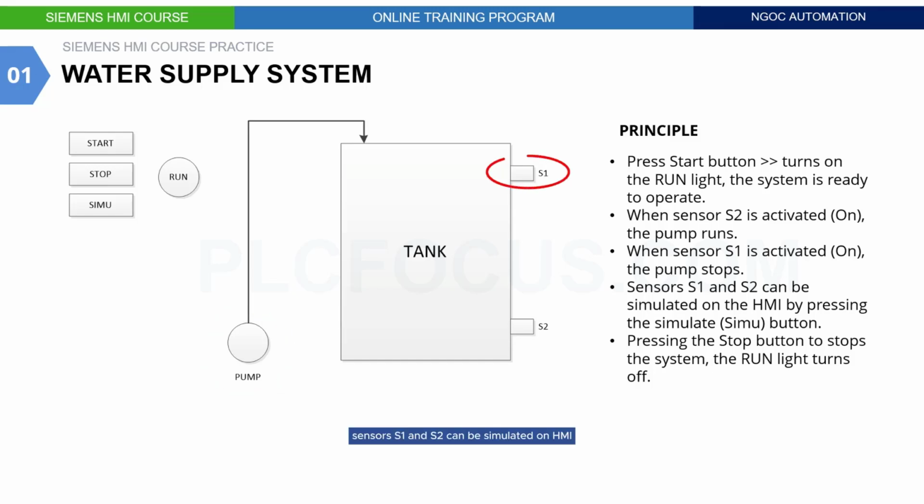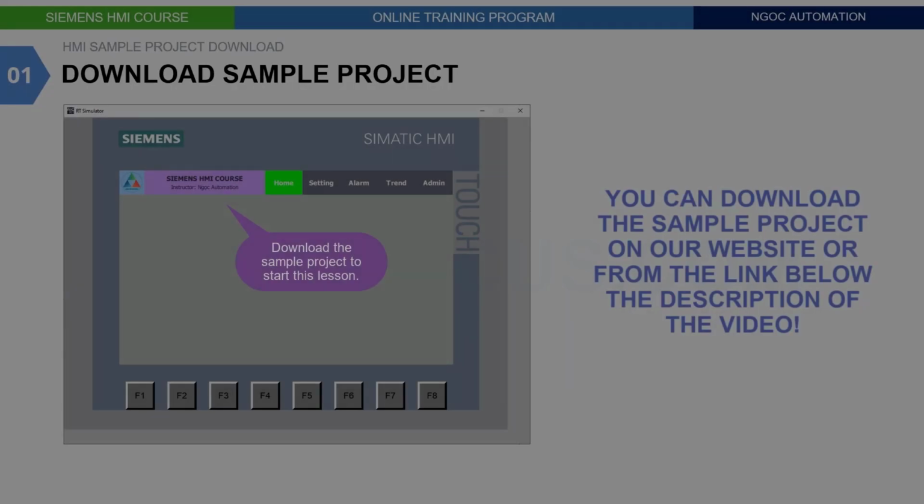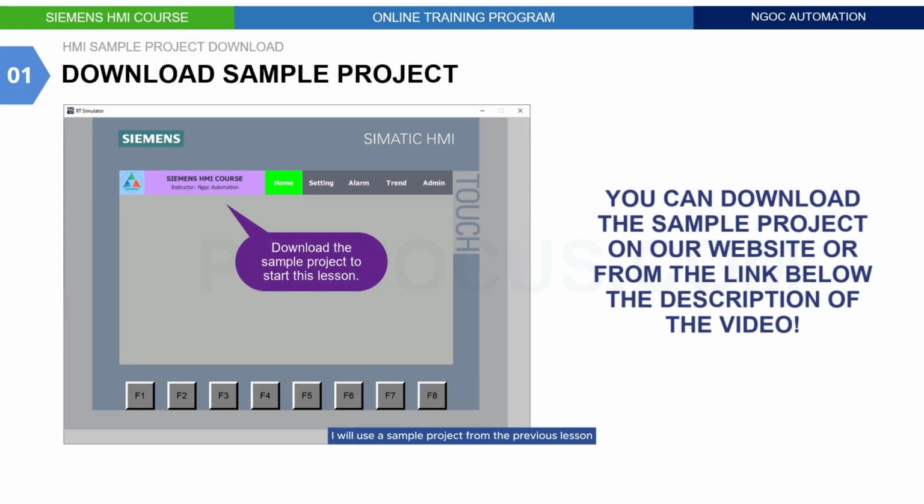Sensors S1 and S2 can be simulated on the HMI using simulation buttons. Pressing stop will stop the system, and the run lamp will turn off. To study this lesson, I will use a sample project from the previous lesson.